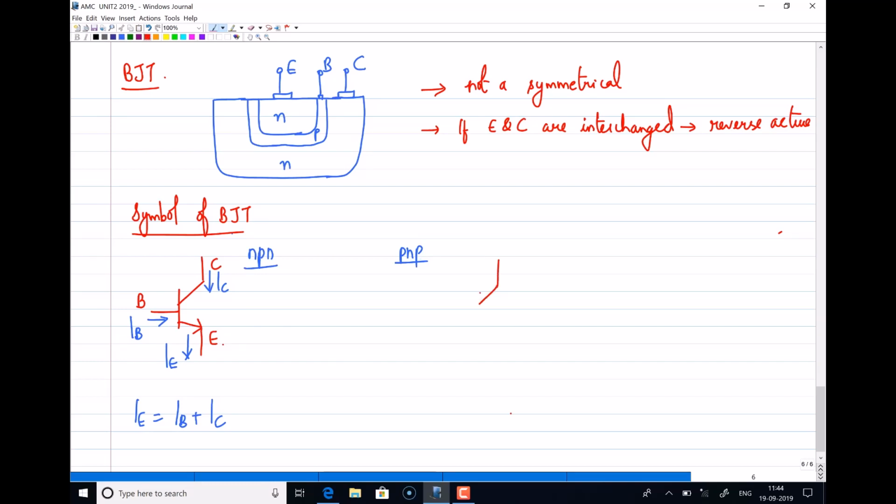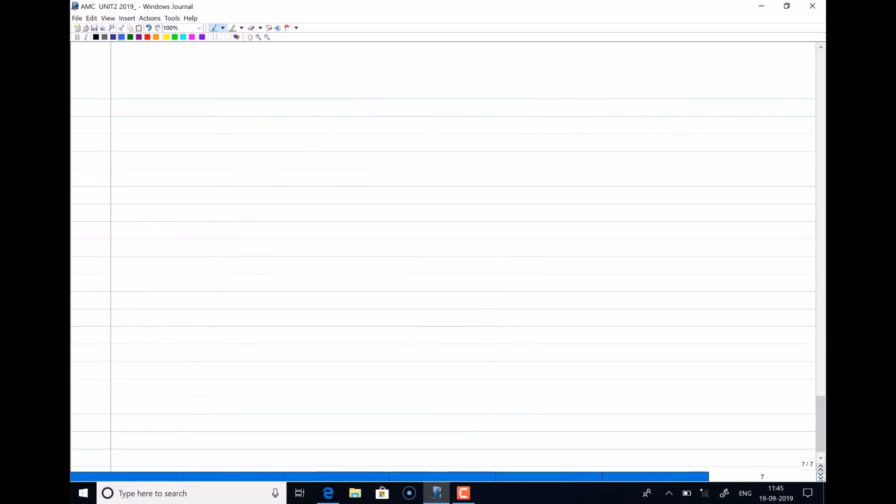Now for a PNP BJT, the symbol remains the same with the only difference of the arrow mark being inside. Again, the arrow mark shows the emitter, this is the base and this is the collector. Since the arrow mark is inside, emitter current flows in, so base current and collector current flow out. Again, this relation holds good: IE is equal to IB plus IC, right.